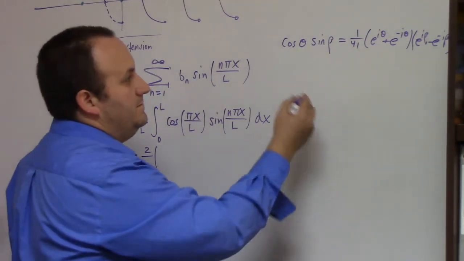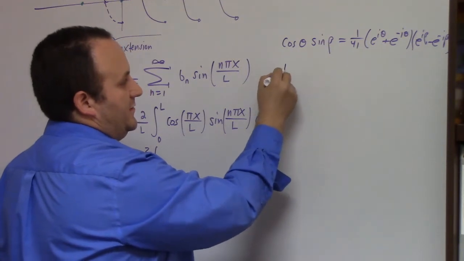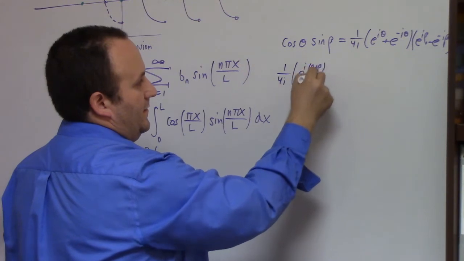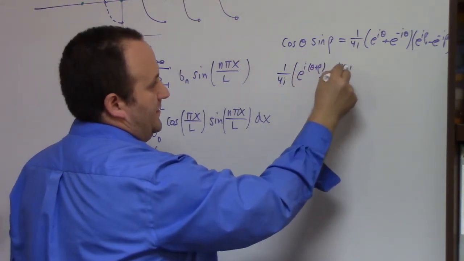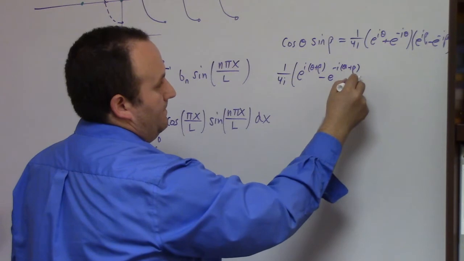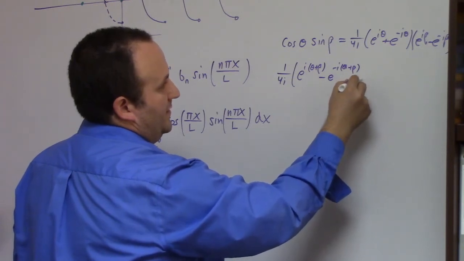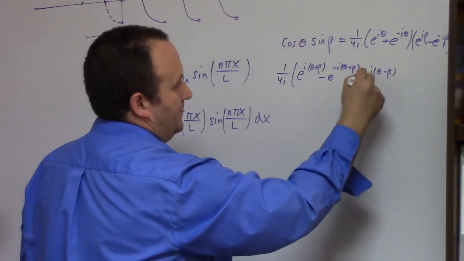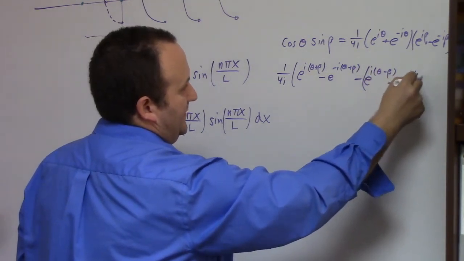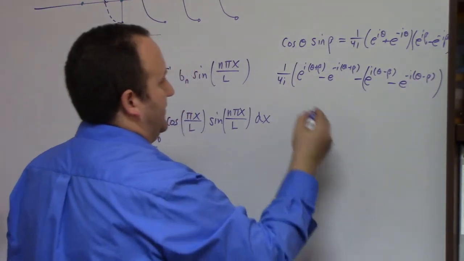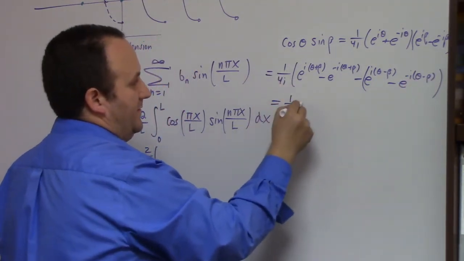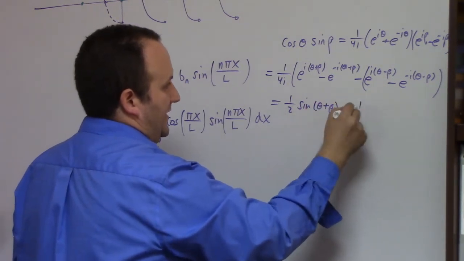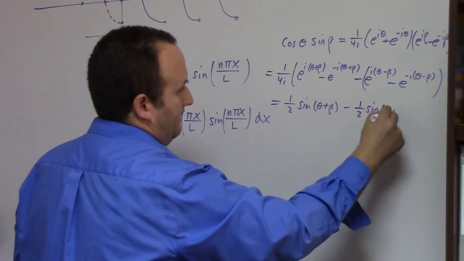All right. Anyway, so I'll write over here so you see it. So that's 1 over 4i, and you got e to the i (theta plus beta) minus e to the minus i (theta plus beta), minus e to the i (theta minus beta), parentheses, minus e to the minus i (theta minus beta). Okay, fine, whatever. Anyway, that's 1/2 sine of theta plus beta minus 1/2 sine of theta minus beta, right?